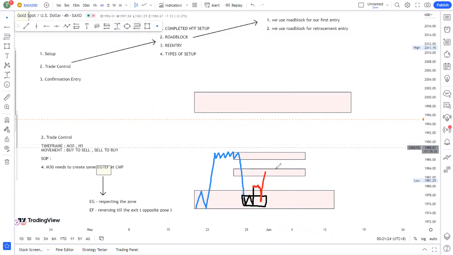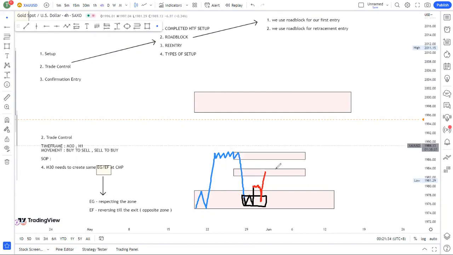On what time frame do we see the roadblock? M30 and H1. When the price reaches the roadblock, if there is a confirmation entry here, the price is going to respect the trade control roadblock zone, which means the price is going to go down. Then to the same zone, our trade control zone, and went up again.